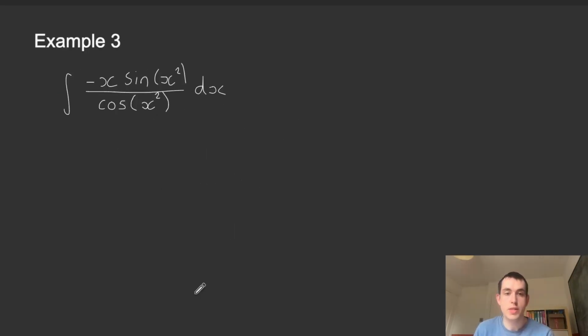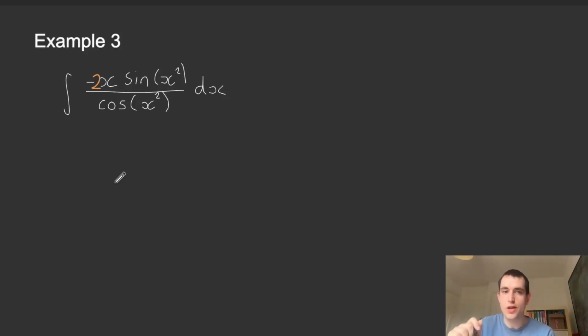And another example here, we again look at the derivative of the denominator. If you are familiar with the chain rule, then you'll know the derivative is going to be minus 2x sine x squared. That's very similar to what it says in the numerator, but it's not exactly right. In order to make the numerator perfectly matched up to the derivative, we'd have to put a 2 here. Minus 2x sine x squared is now exactly the derivative, so the rule can be applied.